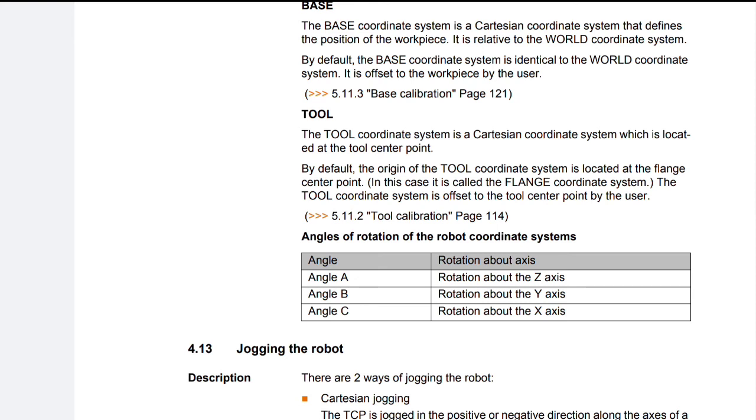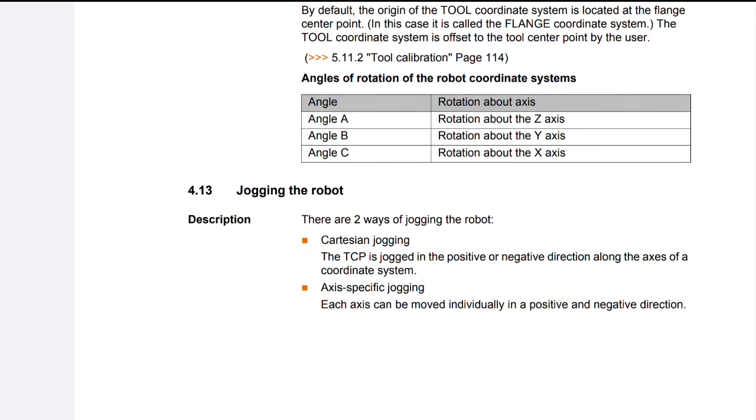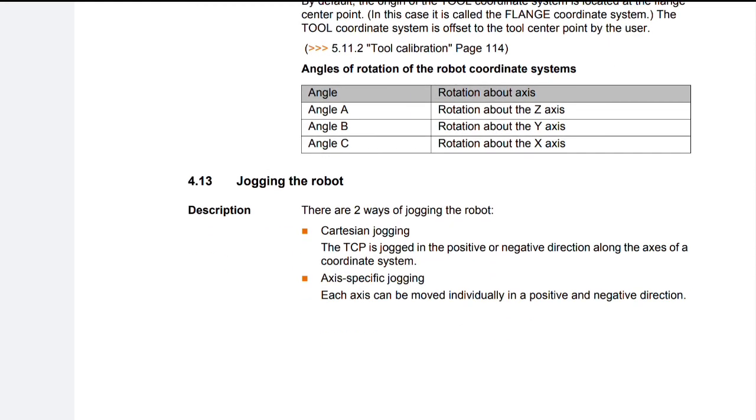Angles of rotation of the robot coordinate system. Angle A: rotation about the z axis. Angle B: rotation about the y axis. Angle C: rotation about the x axis.